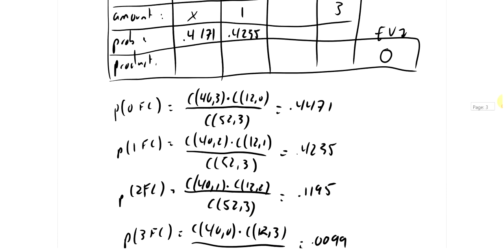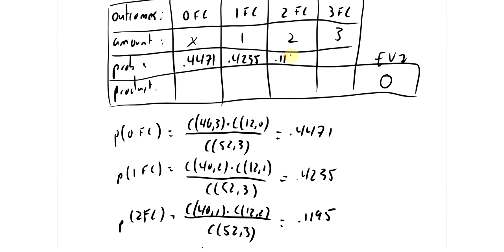Okay. So now we can fill out our table. This is 0.1195, 0.0099. Great. So to calculate the expectation value, we multiply down 0.4471 times x, 0.4235 times 1 is just 0.4235. 0.1195 times 2 is 0.239. And 0.0099 times 3 is 0.0297. At least that's what it looks like from my handwriting. Great.